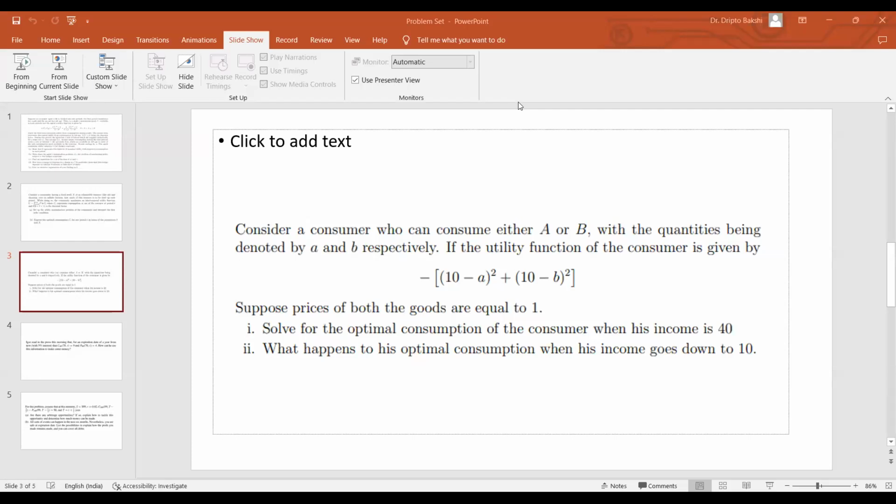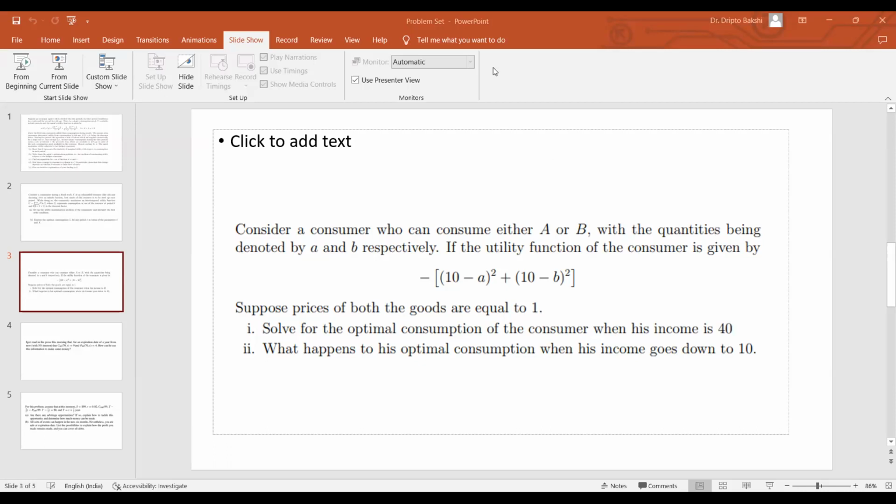Okay. So now the question is, what should you do? You're basically trying to maximize this function, minus of (10 minus a) whole square plus (10 minus b) whole square, such that the price of both the goods is 1, such that a plus b is less than or equal to 40, right? So which are your affordable bundles? Where a plus b is less than or equal to 40. Those are the feasible bundles, the feasible set.